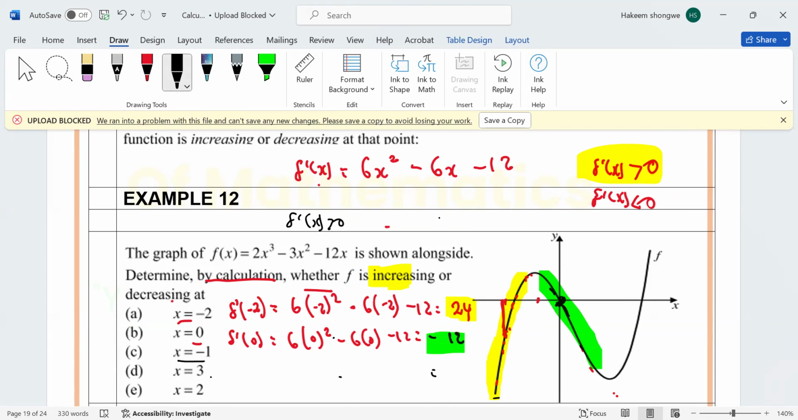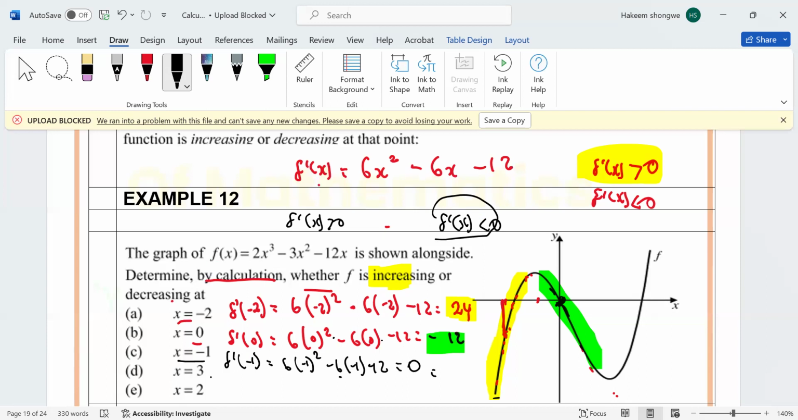At the same time, when f prime of x is less than 0, what can you say about this one? Is it increasing or decreasing? It's decreasing. It's getting small. But let's try something else. Let's try f prime of minus 1. f prime of minus 1, we have 6 times minus 1 all squared, minus 6 times minus 1, minus 12. And then guess what you are going to get here?